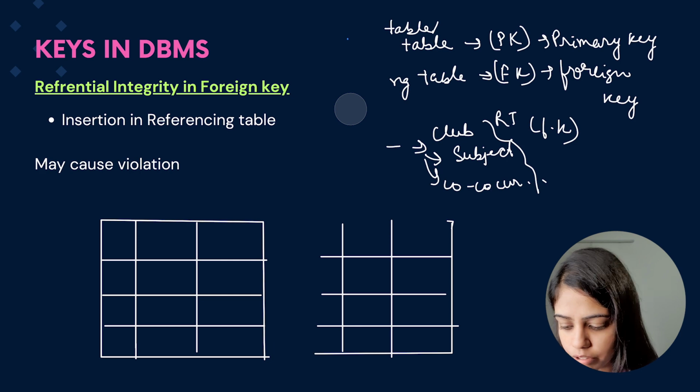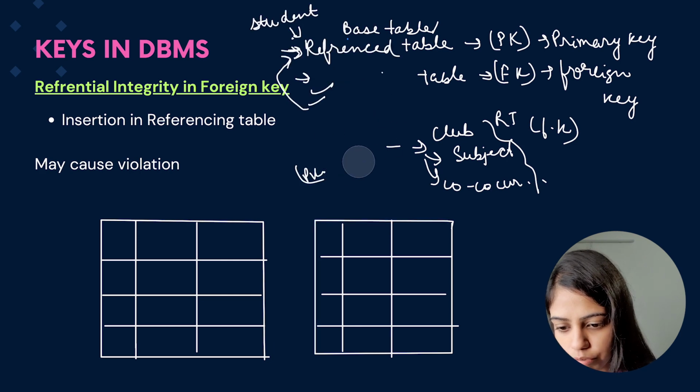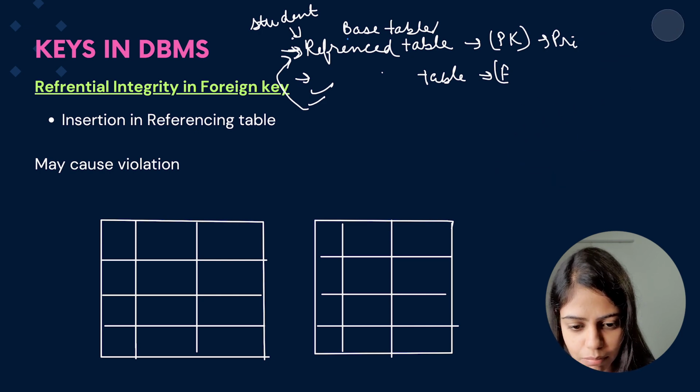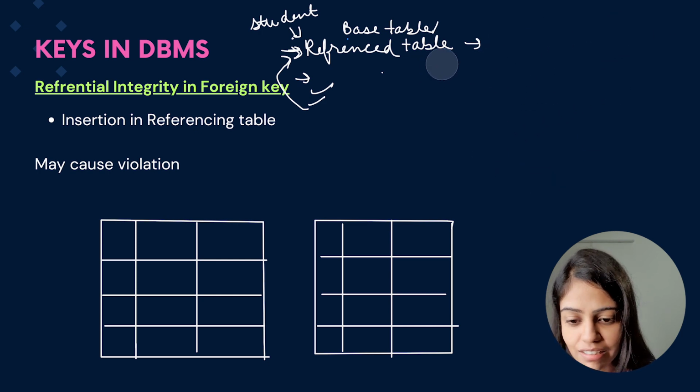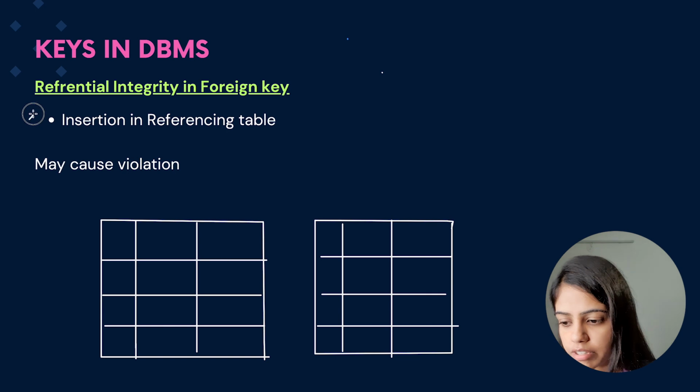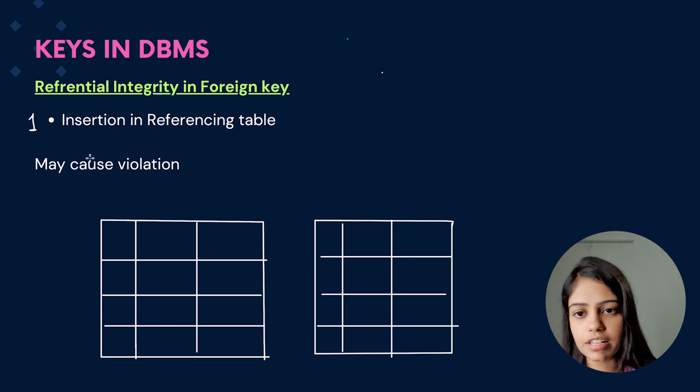I thought to give you that because if someone is new to this video they won't understand what is the term referencing table, reference table, and foreign key, primary key, referential integrity, and much more. So let's start. So basically the first is insertion in the referencing table.